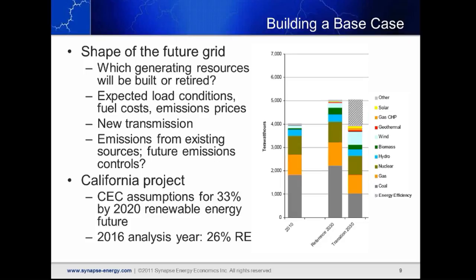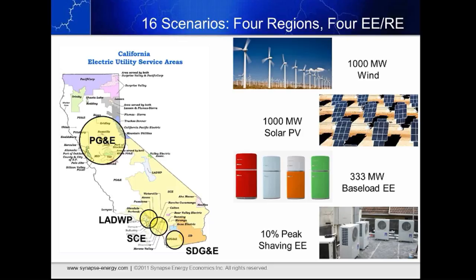For the California project, we're assuming CEC-based assumptions for the 33% renewable energy standard by 2020. We're using 2016 as our intermediate year with 26% renewable energy. We're using 16 scenarios on top of this analysis that will be looking at 4 regions. And within those 4 regions, we'll be looking at 4 energy efficiency and renewable energy programs.